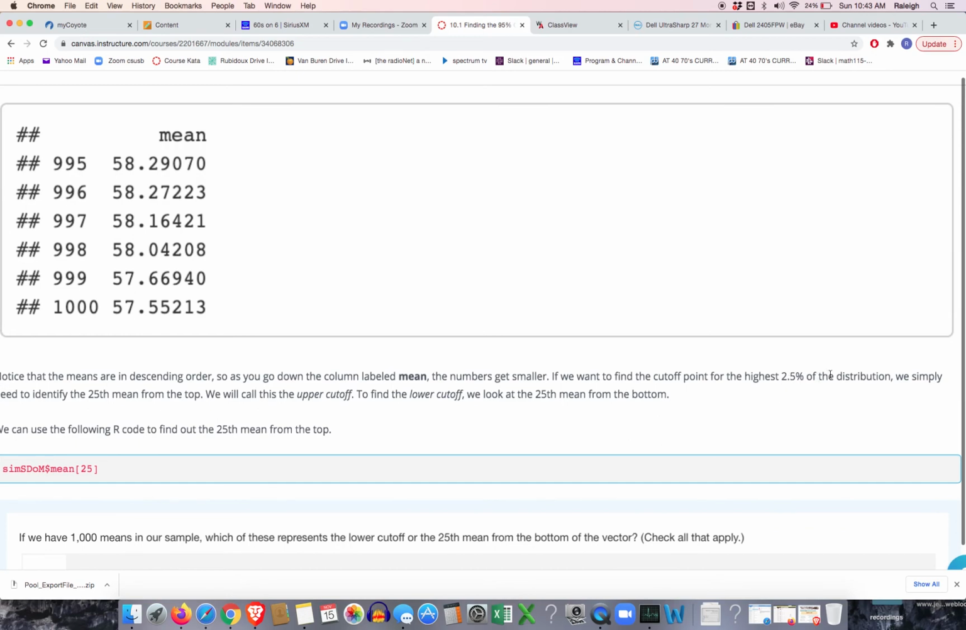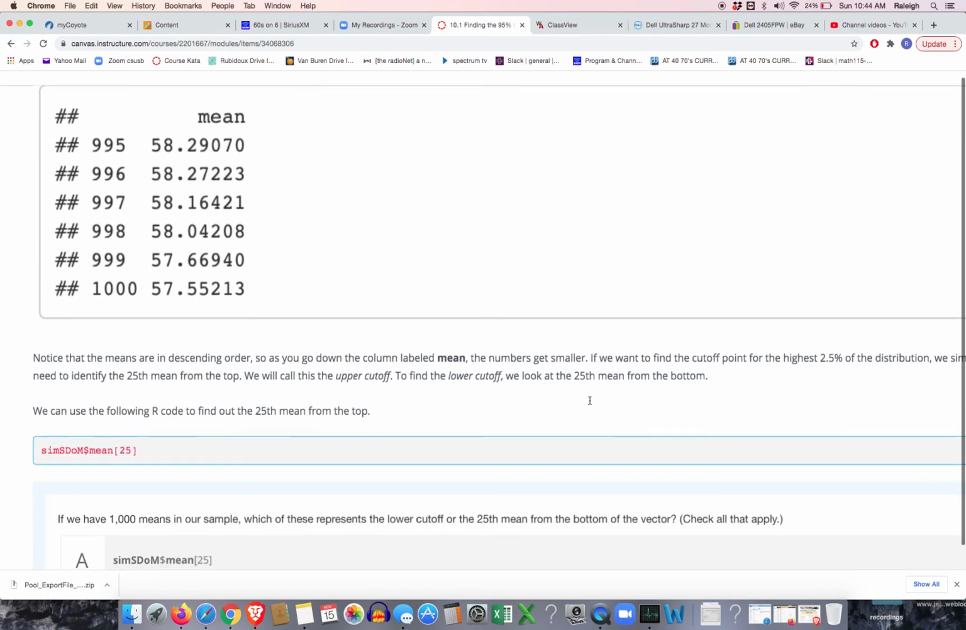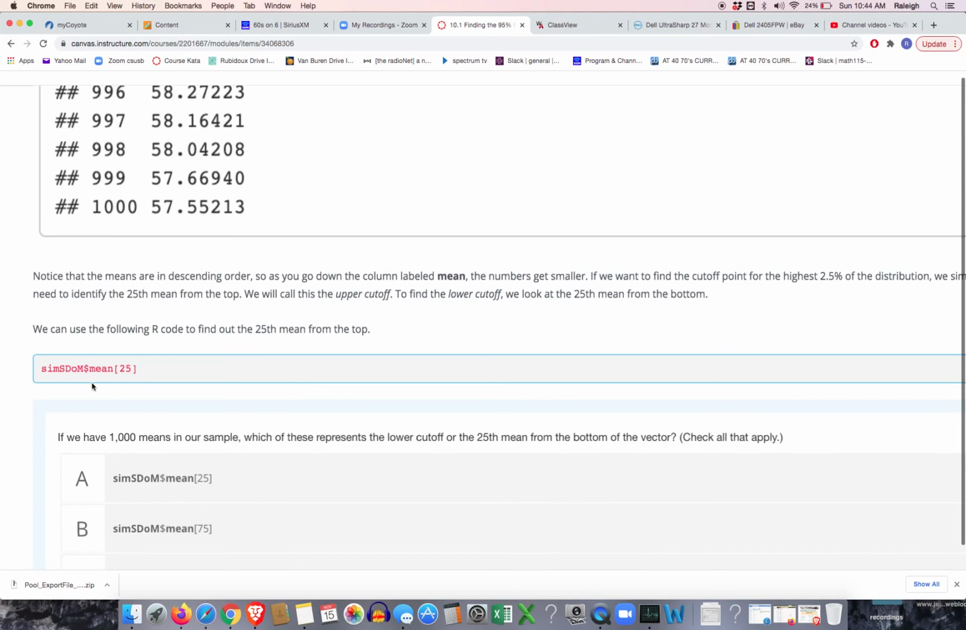When I find the cutoff point, we simply look for the 25th mean from the top. That will be the upper cutoff. And then the lower cutoff, do the same thing from the bottom. The 25th mean for the bottom, which, oh, by the way, is 1,000 minus 25, 975. And we'll get to that in just a minute. So here is the R code that does that.